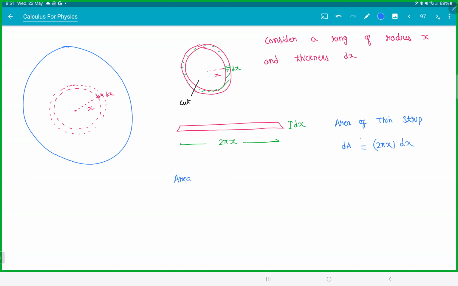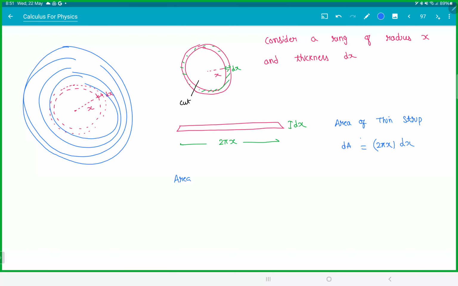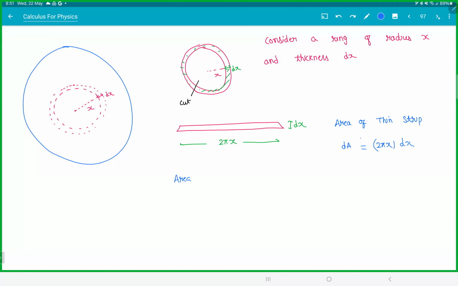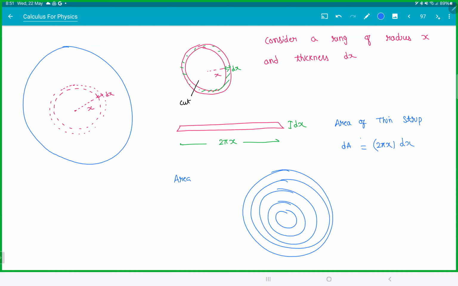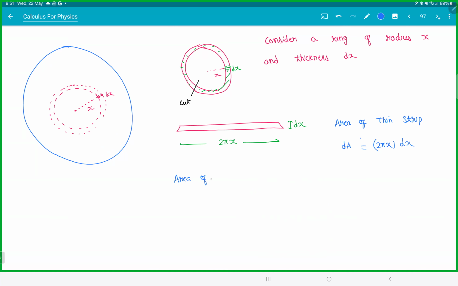If I add all the areas of these small rings, won't I get the full disk? Are you able to imagine the shape? Ever seen an onion slice? Doesn't it look like this, rings upon rings? So the area of the disk is nothing but the summation of all the rings. That is the meaning of integral. Integral of area of rings, which is integral dA, which is integral 2 pi x dx.